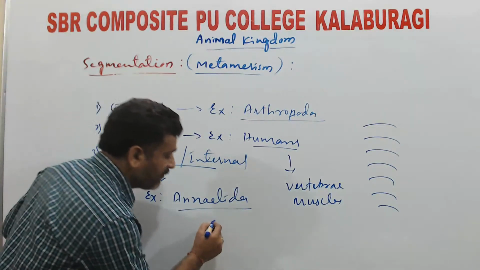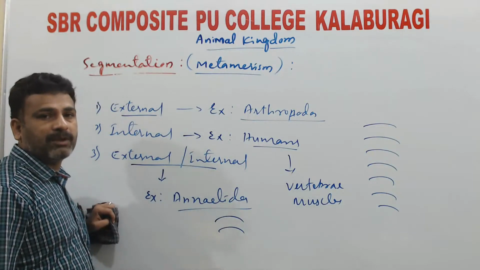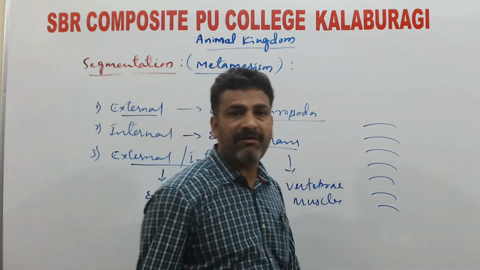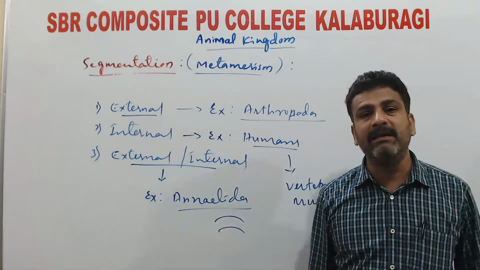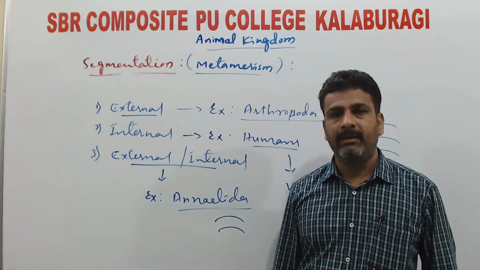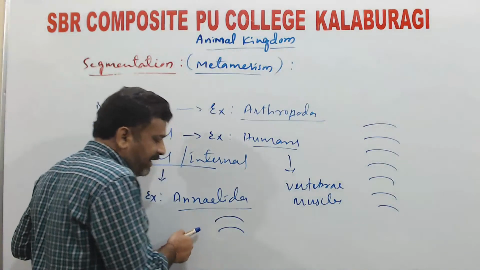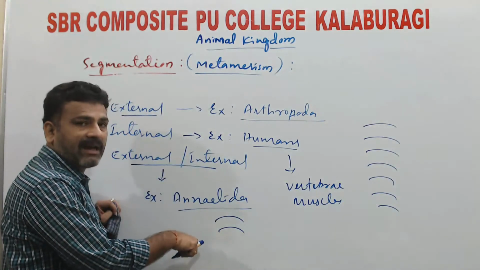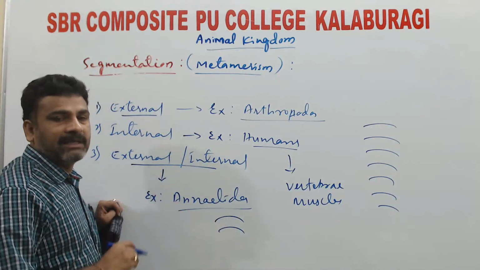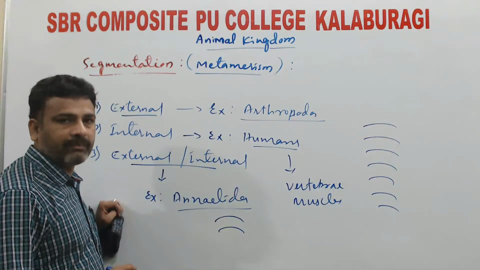The external metabolism we are going to observe, and internal metabolism also we are going to observe. External metabolism mainly occurs due to the presence of annuli. The internal metabolism occurs due to the presence of septa. So the individuals belonging to the phylum Annelida exhibit both internal as well as external metabolism, external segmentation, internal segmentation also.